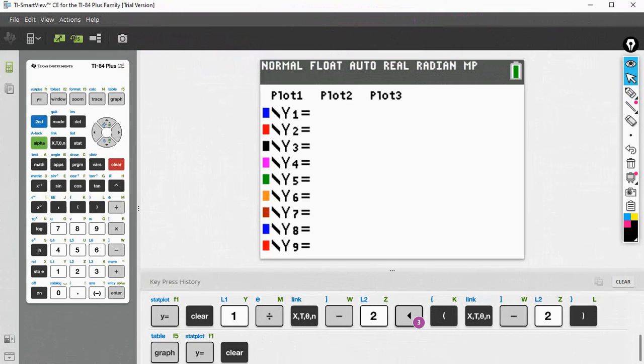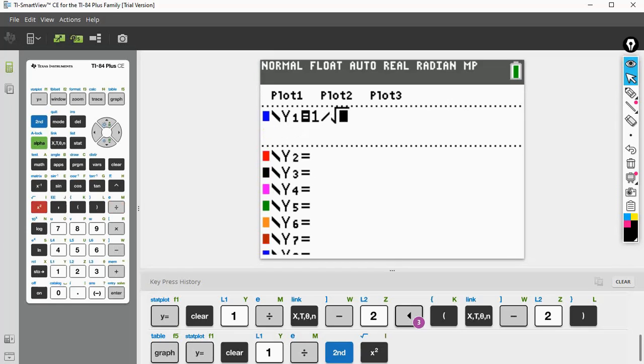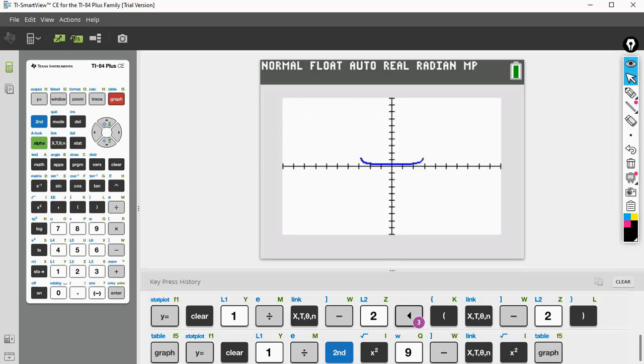Okay, so we're going to graph 1 divided by the square root of 9 minus x squared. There we go. So now just hit the graph button, and there's the graph.